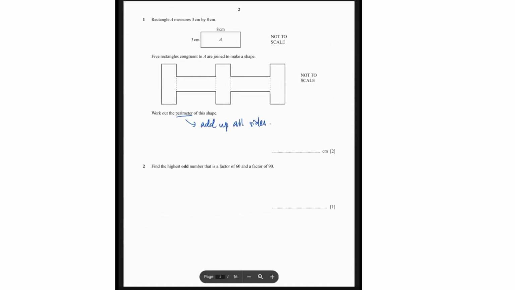So that's what I'm going to do. First, I'm going to label the sides that I know. So this is 8, 3, 8, 3, 8, 3, 3, 8, 8, 3, 3, 8. Now the tricky part is to figure out these sides here because I don't have the dimensions.